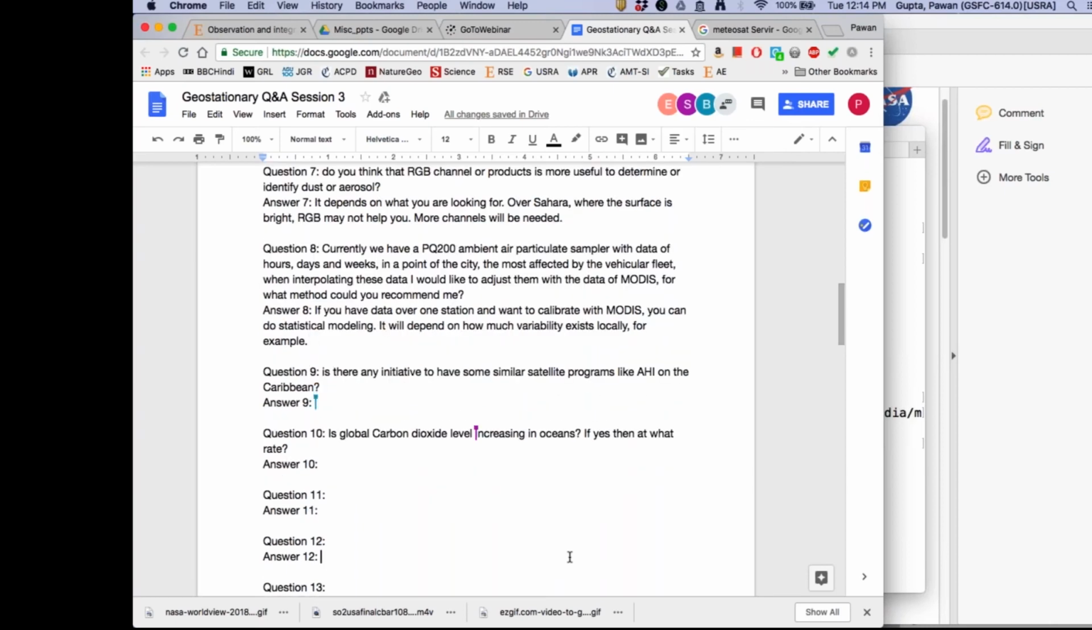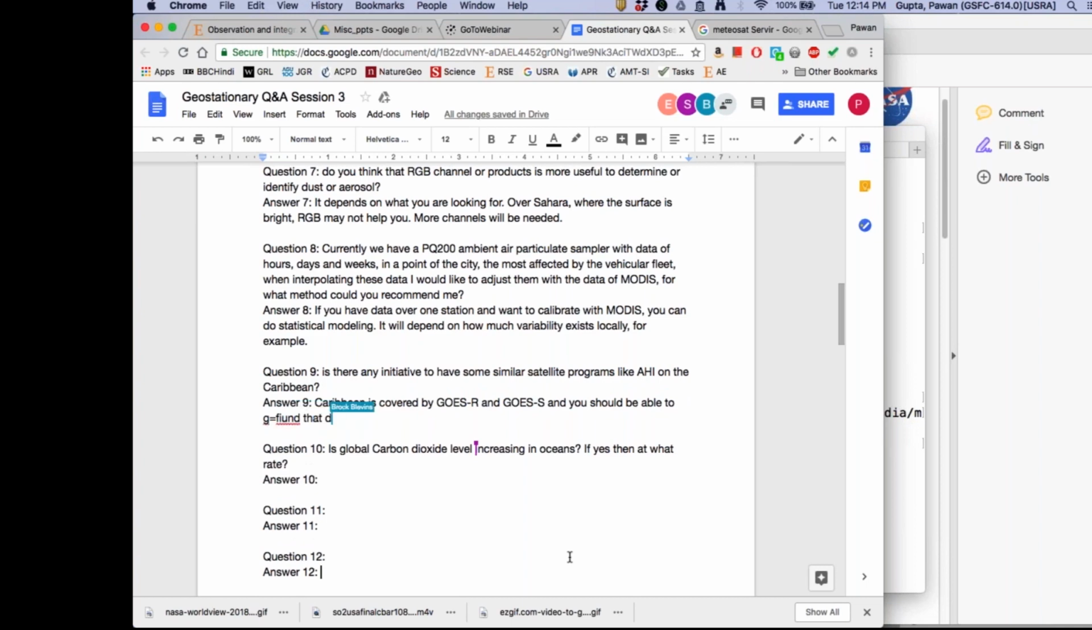Is there any initiative to have a similar satellite program like AHI over the Caribbean? The Caribbean is covered by US satellites, GOES-R and GOES, and you should be able to get the data freely over the Caribbean from both of these satellites. They have a similar quality as AHI, but over the Americas and the Atlantic and Pacific Oceans.